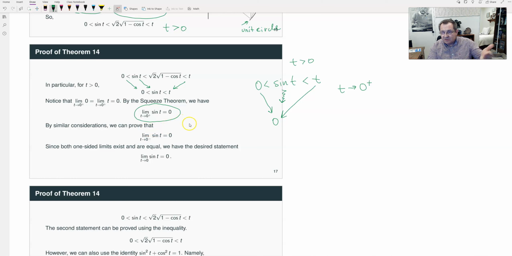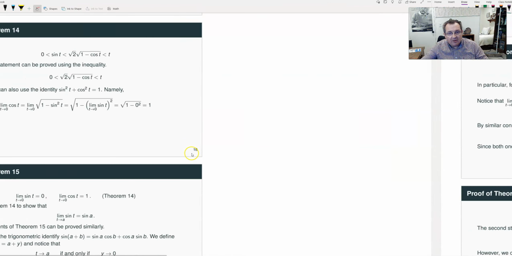Now we can work with the lower portion of the picture of that graph above, and we can conclude that if we look at the limit as t approaches 0 from the left, we will have the same result. Limit of sine t as t approaches 0 from the left will also be 0. Combining the two, we can prove the limit in general. Then the two-sided limit as t approaches 0 of sine t is equal to 0.